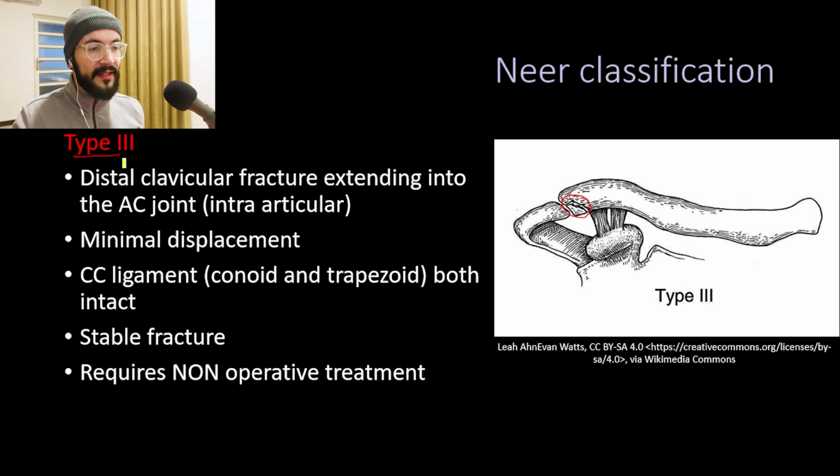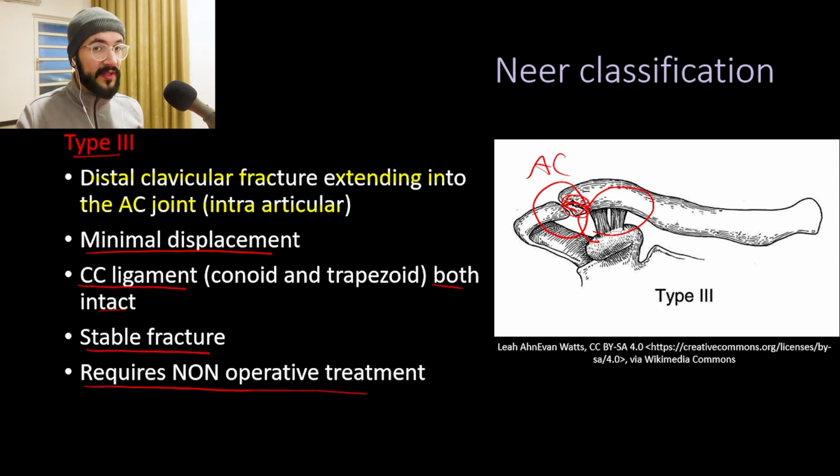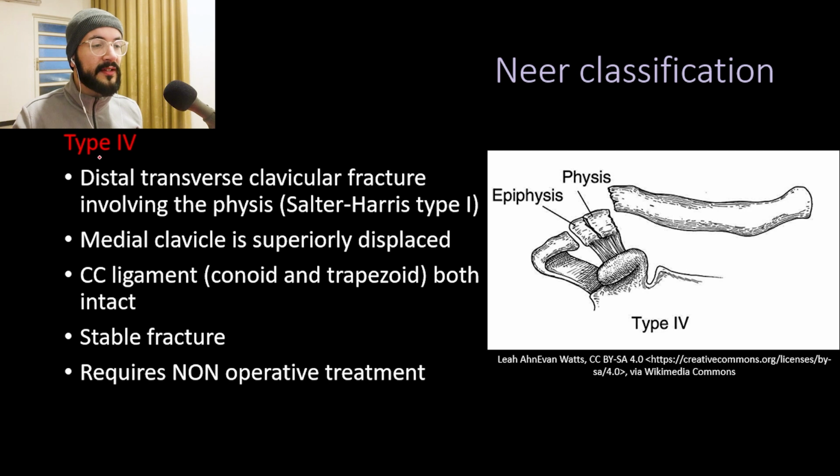So in type 3, the distal clavicular fracture is extending into the acromioclavicular joint, meaning it is an intra-articular fracture. So the fracture line, as you can see here, is extending to the AC joint. This is here the AC joint. And there is minimal displacement happening because the ligaments, the trapezoid and conoid, are both intact. So the coracoclavicular ligaments are both intact, and it's a stable fracture, and it requires non-operative treatment with a sling immobilization. Moving on to type 4.